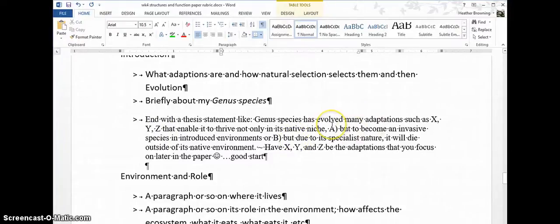But if you are doing something that is more of a generalist, you would say it can not only thrive, but it would become invasive and be introduced to new environments. If you are doing something that is a specialist, due to its specialist nature, it will die outside its native environment. So it depends on what you're doing, right?